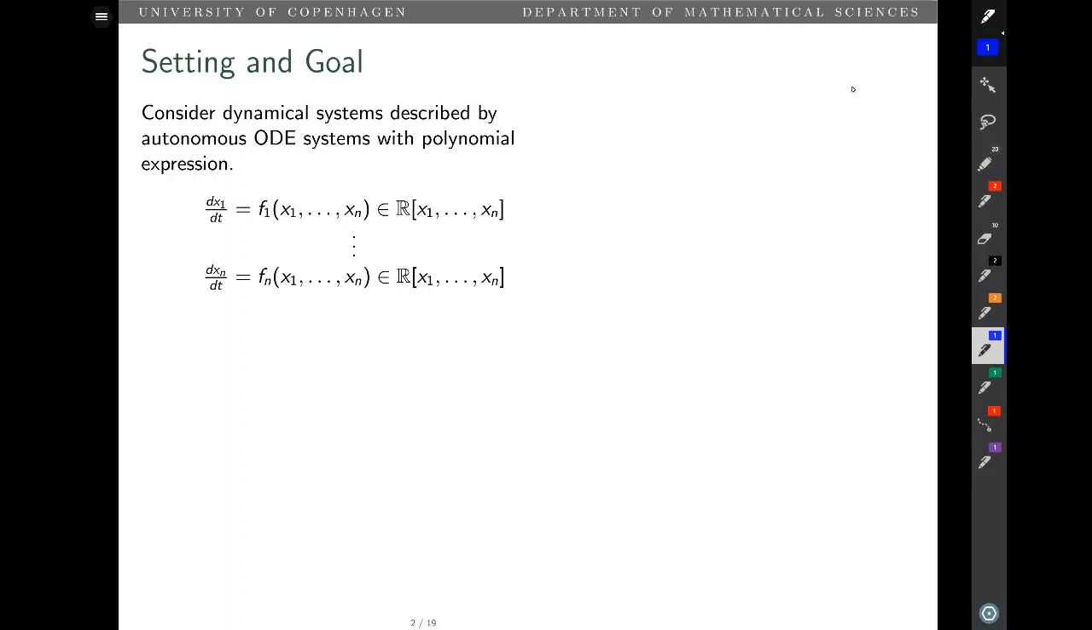I will be considering dynamical systems. And those dynamical systems will be modeled by ODE systems, autonomous ODEs of this form. So the right-hand sides are polynomials. I'm modeling the evolution of each of the variables x1 to xn by a polynomial formula. This is the kind of dynamical systems that I'm considering.